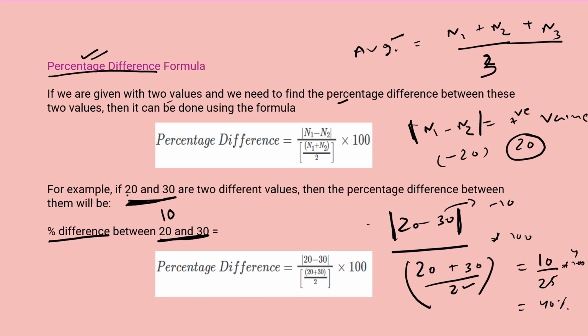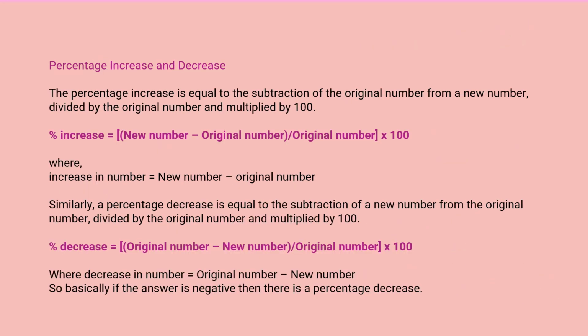Okay, now we will move on. What is the percentage increase and percentage decrease in a number? To calculate the percentage increase, the formula is new number minus original number, you divide it by the original number and then you multiply the whole thing by 100. Similarly, if you have to calculate the percentage decrease, the formula is the same. Basically, you have to take the modulus symbol here. So this is the formula.